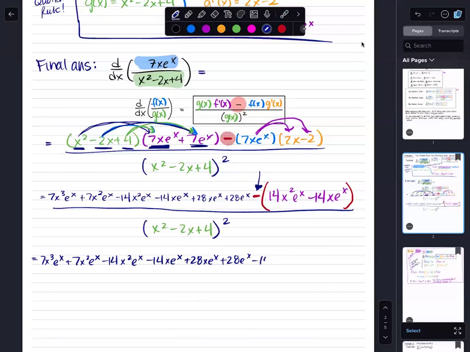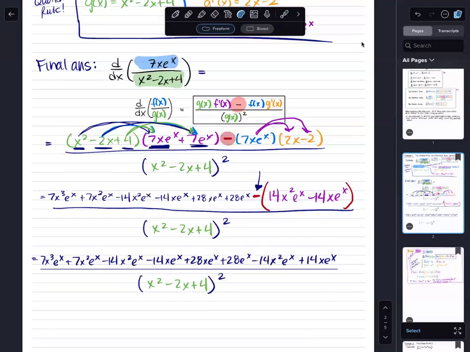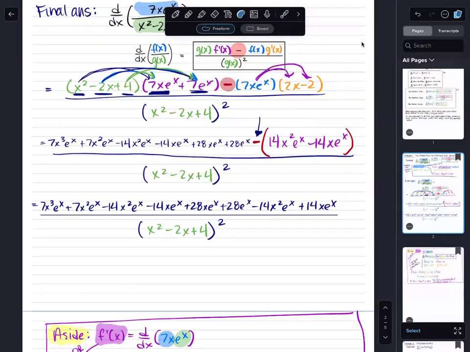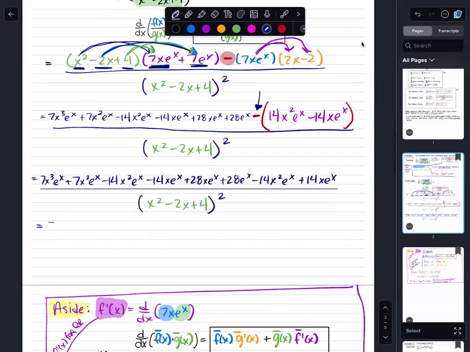I have minus 14x squared e to the x plus 14x e to the x, all divided by the denominator. Now, when you combine things, be really careful because they have to have the x term in common and the e to the x term in common. And we actually don't have any x cubed terms to the right. So we're going to rewrite that expression in the numerator and continue. Do we have any terms that contain both x squared and e to the x? We have that one. We have that one. We have that one.